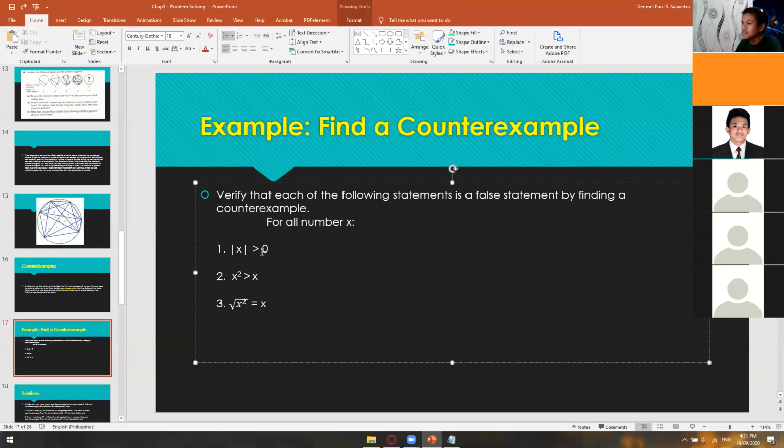Take note, 0 is the answer to number 1 to make it a false statement. Okay, how about number 2? Is it true or false? Sir, false. What is the counterexample? x squared is equal to 1.